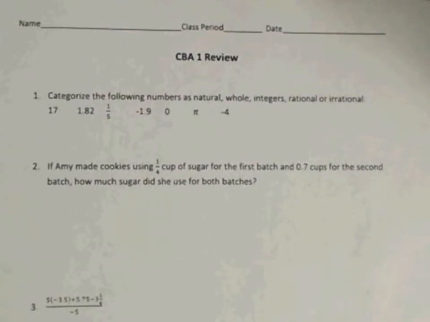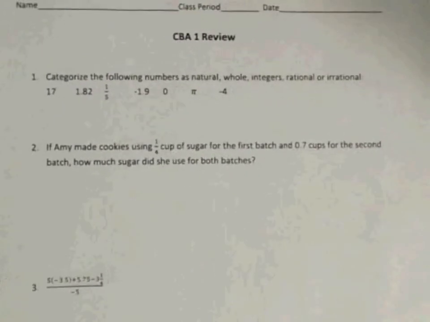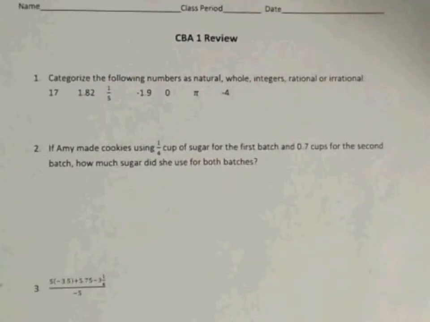So now we're going over the CBA review, and we went over this today in class, but I wanted to post it online in case you were looking at it in the afternoon and you got confused. So categorize the following numbers as real, whole, integers, rational, and irrational numbers. So you can go back to your notebooks and look at those as to how they're categorized.